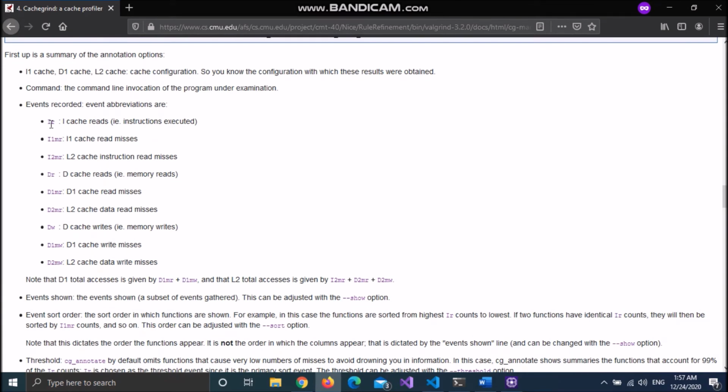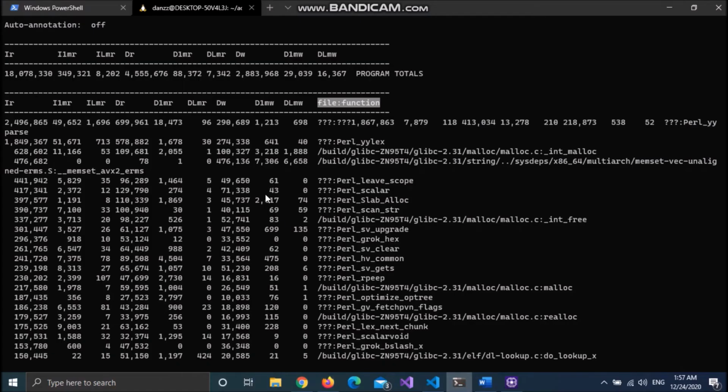The metrics in the file are mentioned here. I refs, instruction cache reads, that is instructions executed, I guess for the program. And I1mr means level 1 instruction cache read misses. As we can see here, there is in fact a column of I1mr, the level 1 cache instruction miss rate.